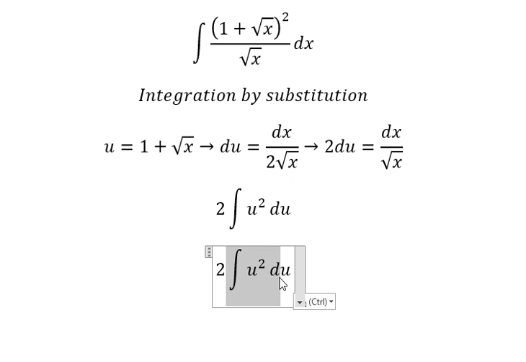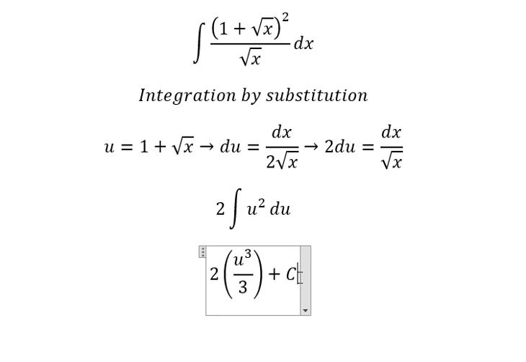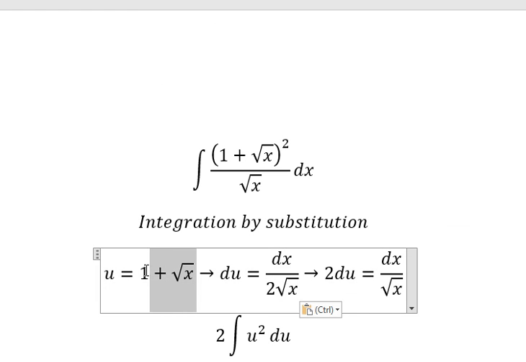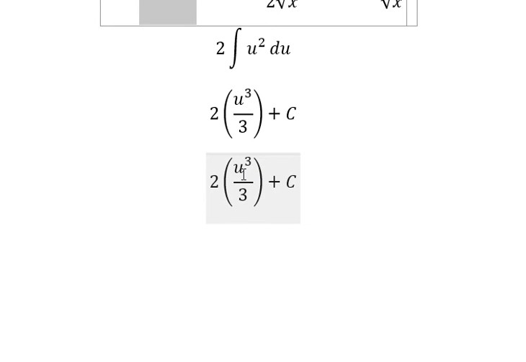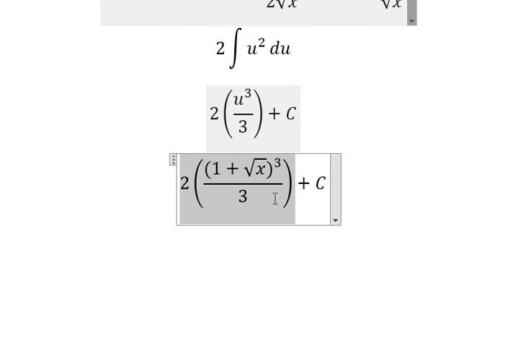This one you get u to the power of 3 over 3, and we add c. Then u is this one. And this is the final answer.